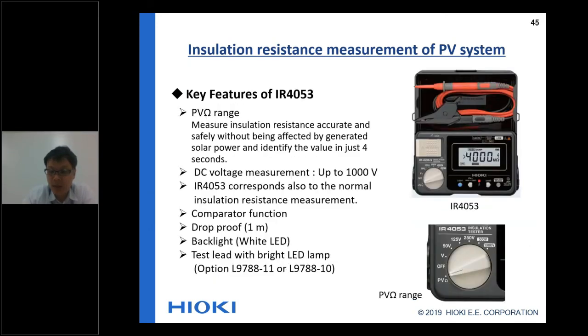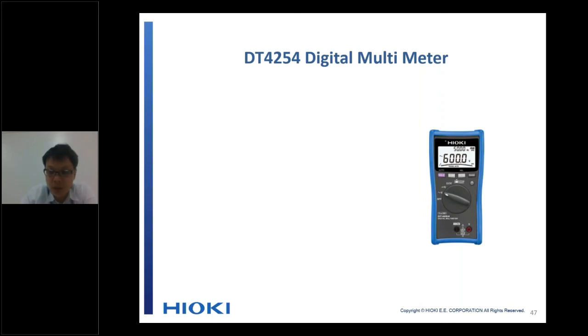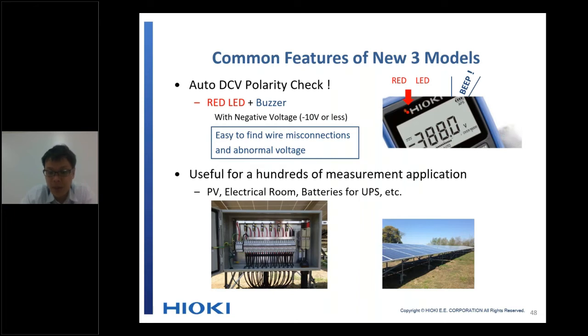Yes, okay. I have already finished my time. So finally, I want to introduce our DMM. The DT454 is very suitable for the PV market because you can measure up to 1500 volt. Also, we have a DC voltage polarity check function using a red LED and a blue LED. So it is easy to find wire misconnection and abnormal voltage like this. This is very, very useful.